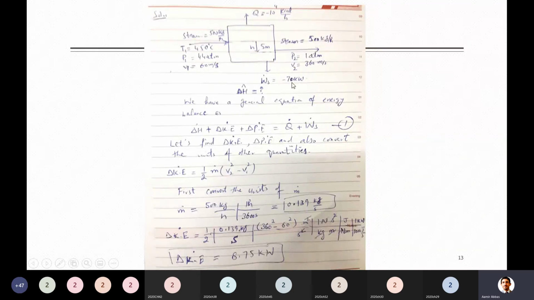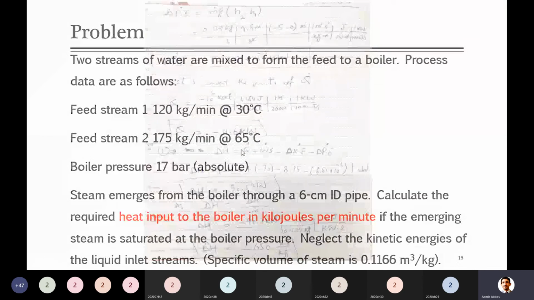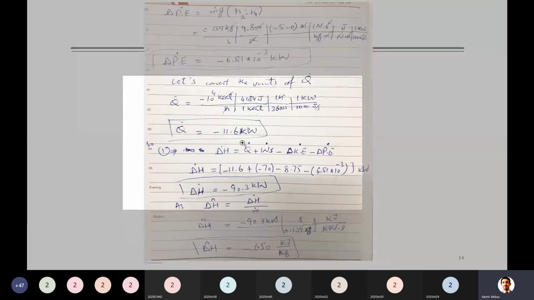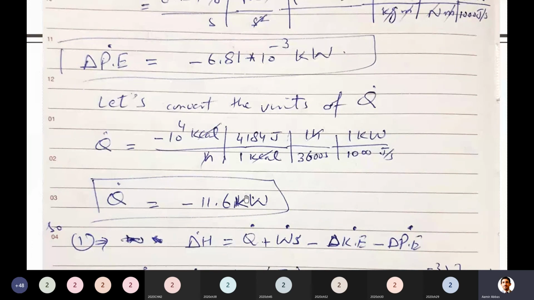Shaft work is already in kilowatt, so the only thing left is the Q, which is in kilocalories per hour. So I just changed its unit, because at the end of the day I have to put them all in one equation. In order to solve that equation, they should have the same units in order to subtract or add. From the initial days of this subject, in order to add or subtract different quantities, they should have the same unit. So I have changed the unit of Q from kilocalories per hour to kilowatt.